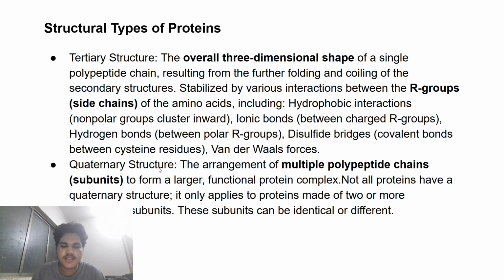The quaternary structure is an arrangement of multiple polypeptide chains which exist in their tertiary structures. This forms a larger, more complex protein. Not all proteins exist in a quaternary state. It only applies to proteins made of two or more polypeptide subunits. These subunits can be identical or different, and the formation of these polypeptides also helps increase the stability of the protein further.